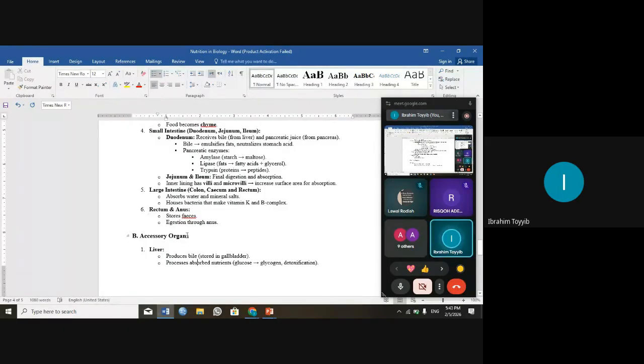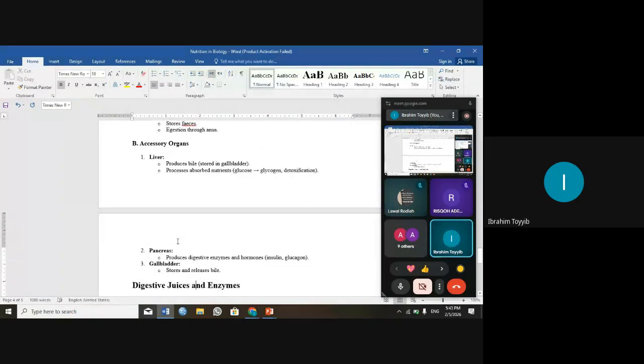So rectum and anus, okay, we've talked about that. Now, one of the functions of liver is that it processes absorbed nutrients, glucose. Excess glucose will be stored as what? Glycogen in animal. What of plant? Excess glucose is stored as what? In plant. Starch. That's very good.